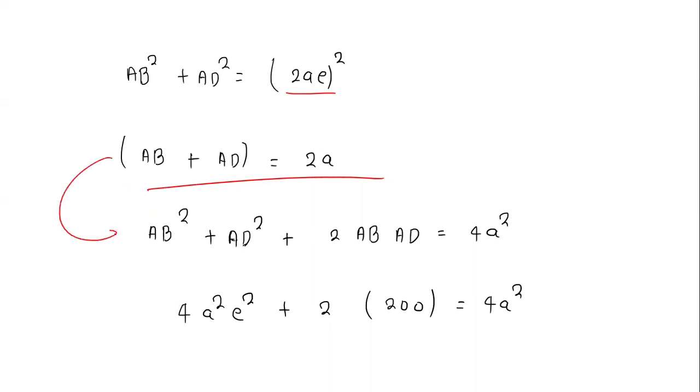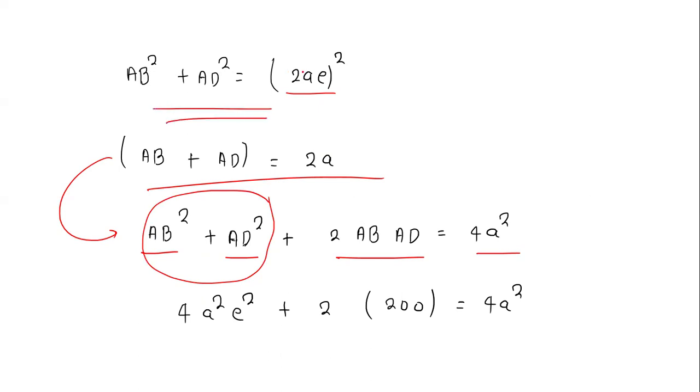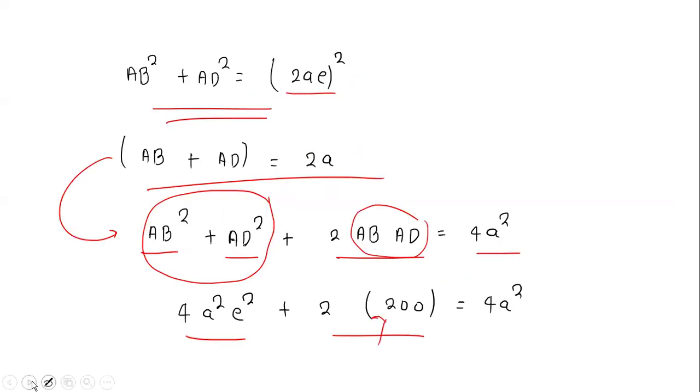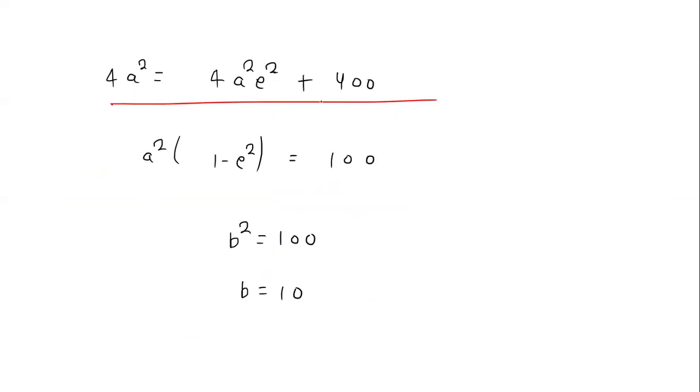So what we can do is square this. It becomes AB square plus AD square plus 2 times AB times AD equal to 4A square. AB square plus AD square we have from this, which gives 4A square E square plus 2 times the product AB multiplied by AD. We know this product is 200, the area of the rectangle, so we can directly put this in. If you cancel 4, you get A square equals A square E square plus 100, and you can take this to the left hand side.